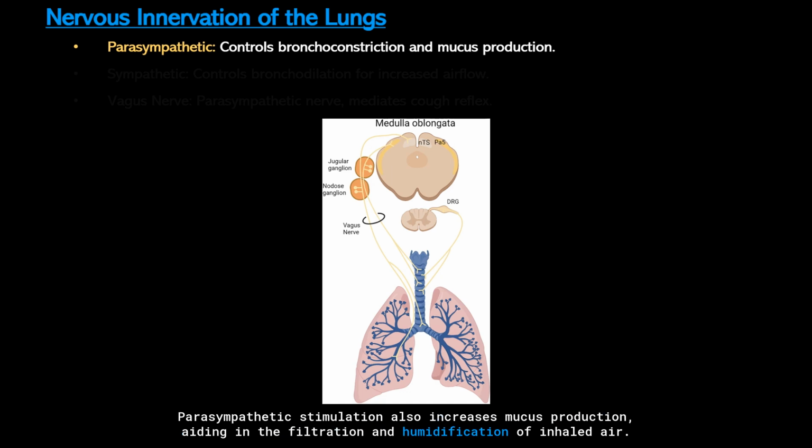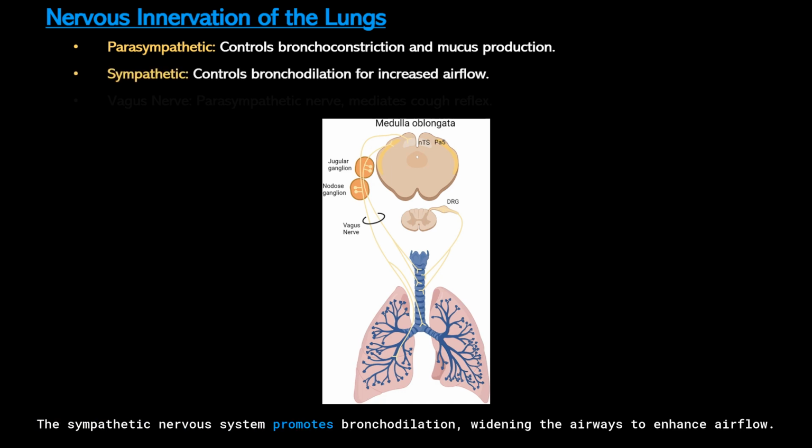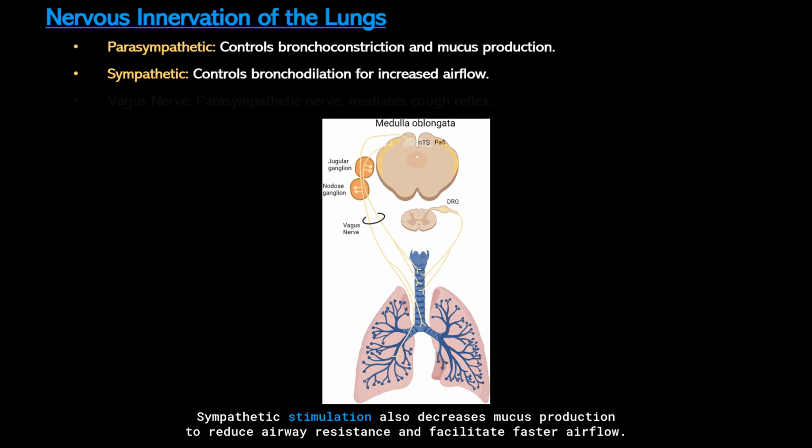The sympathetic nervous system promotes bronchodilation, widening the airways to enhance airflow. This is especially important during physical activity or stress, when increased oxygen intake is necessary. Sympathetic stimulation also decreases mucus production to reduce airway resistance and facilitate faster airflow.